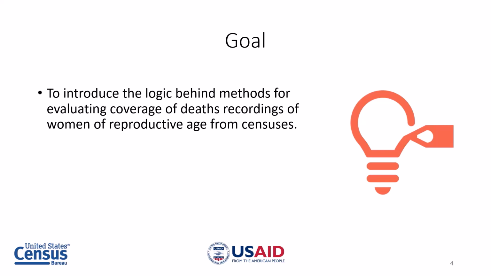We will cover the Brass Growth Balance Method, one of the first methods for evaluating the completeness of death recordings from census data. Although this method is not incorporated in the Census PRM workbook for estimating maternal mortality from census data that is covered in Module 5, this description of the Brass Growth Balance Method will allow you to understand the general logic behind the Generalized Growth Balance Method, or GGB, and the Synthetic Extinct Generations, or SEG, methods.